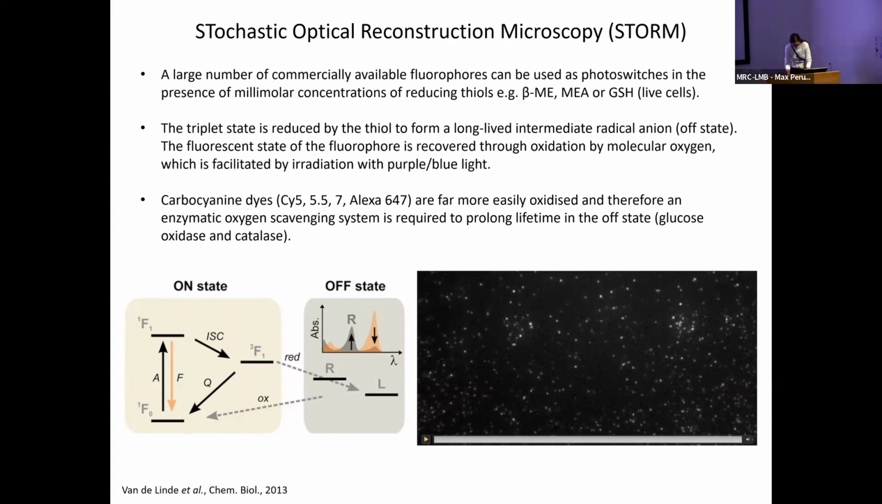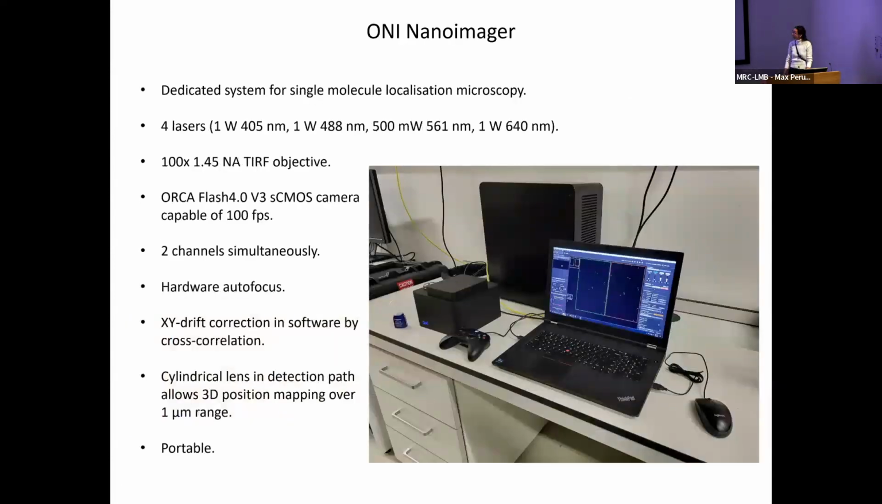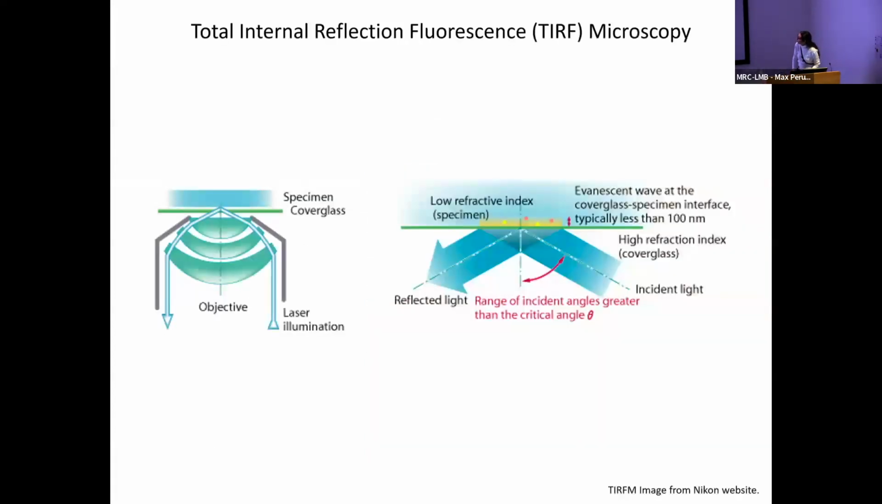So in the facility, we have the Nanoimager that does STORM microscopy. This is presented as just one box, basically. It has all the components to do STORM microscopy. So this is available, and just to introduce you.